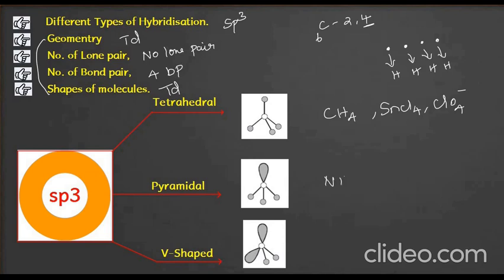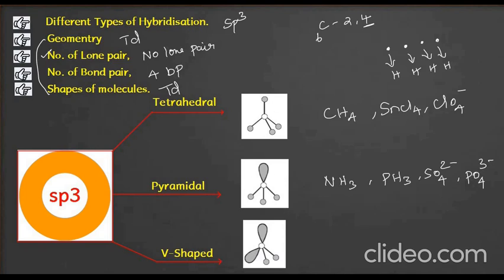And here, NH3, PH3 and SO4 2 minus, and the last one is PO4 3 minus. These are the examples that come under pyramidal structures. And here the geometry, we know, is tetrahedral. Let's move to the next one, that is the lone pair.